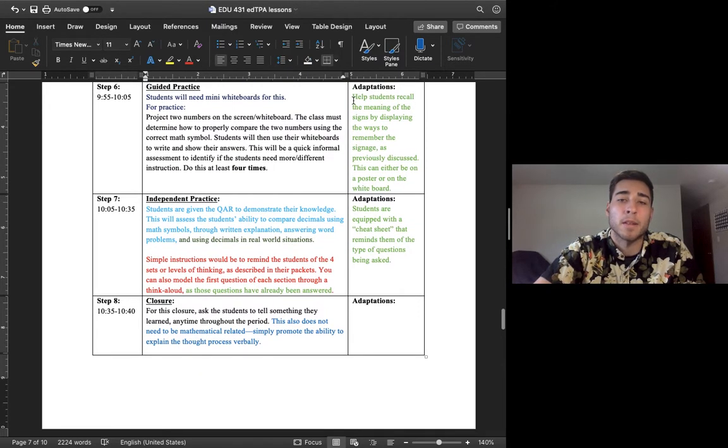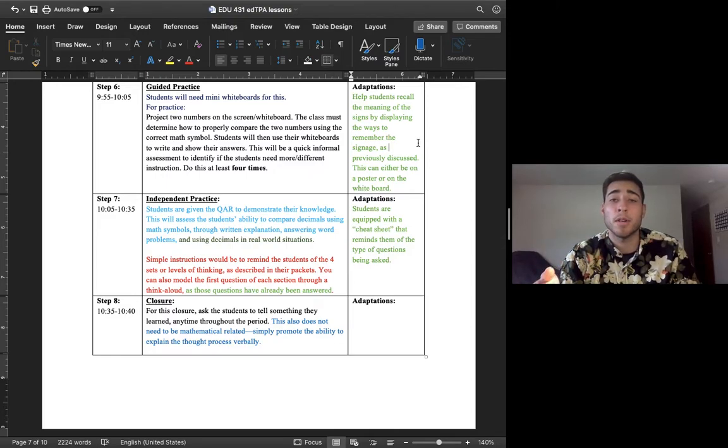And then just a little adaptation on the side is to help students recall the meaning of the signs by displaying the ways that they said that they remember the symbols, or by other ways. Like I had the example of the alligator. The alligator wants to eat the greater number because it's hungrier, and so it's going to go for the larger number. So whether drawing little teeth on the symbols or just writing a little something about them on the side of the whiteboard or on a poster board that's displayed in the classroom will help them identify and recall these symbols and the meanings of them.